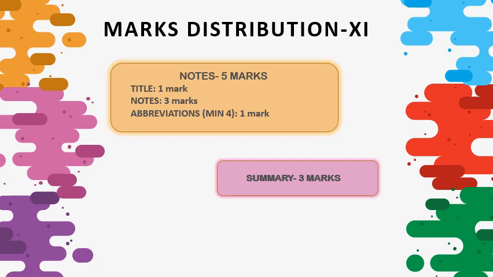The notes carry in total 5 marks, distributed between title 1 mark, notes 3 marks, and abbreviations, where you should have a minimum of 4 abbreviations, it carries 1 mark. And for the summary writing, in total it has 3 marks.